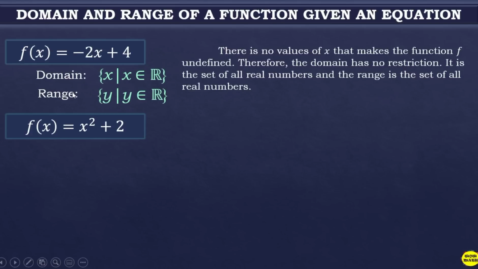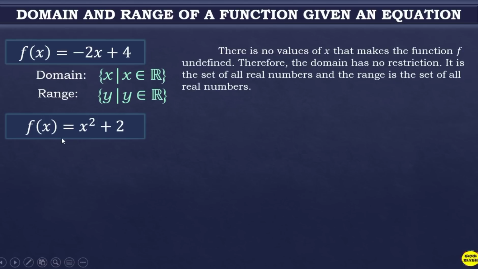Ang domain and range po niyan ay laging all real numbers. So, yun po ang tatandaan kapag ang given function is linear. Ito ay i-explain natin sa susunod na video tutorial. Kapag ang function ninyo is linear, ibig sabihin yung highest degree mo dito ay 1. Ang domain and range niyan ay lagi pong all set of real numbers kasi wala po siyang restriction. Yun lang po ang tatandaan.